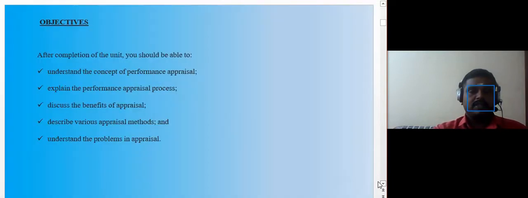So let me see one by one. The objectives of this unit are: after completion of the unit, you should be able to understand the concept of performance appraisal, explain the appraisal process, discuss the benefits of appraisal, describe various appraisal methods, and understand the problems in appraisal.